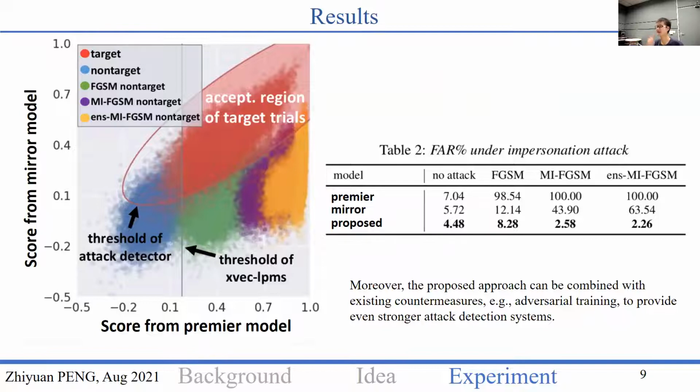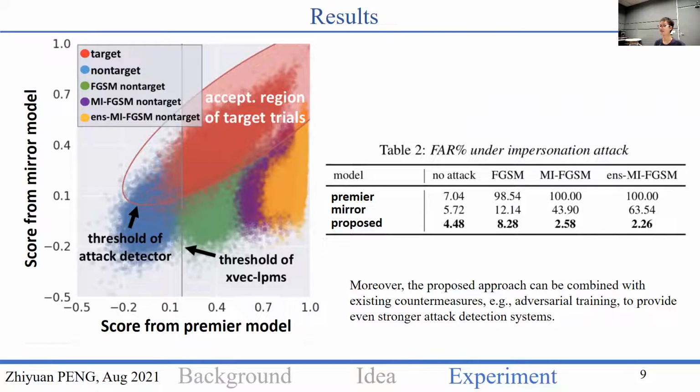The right table shows the effectiveness of our proposed countermeasure. For both the primary and the mirror, their false acceptance rate surges a lot under the adversarial impersonation attack. For example, the mirror one jumps from around 6% to 63%. With our proposed method, the FA is actually reduced, even for the last, which is the strongest attack, the ensemble MAFGSM attack.